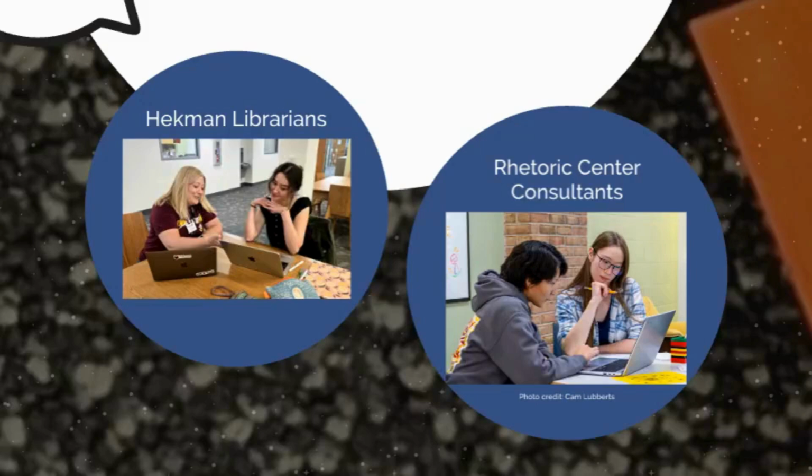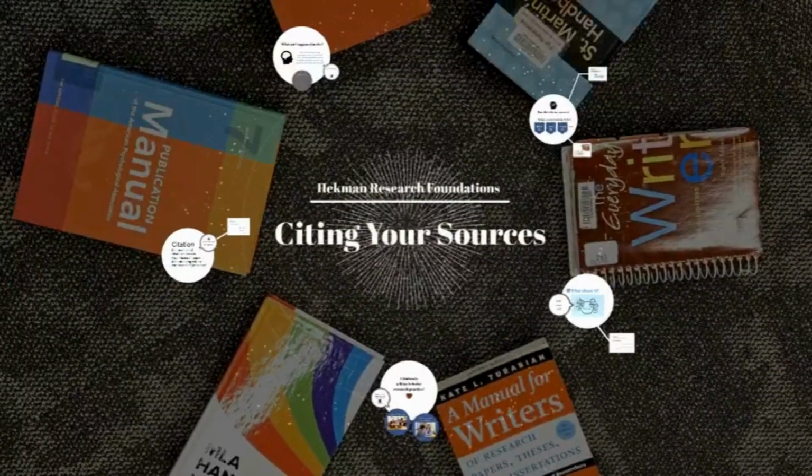The Rhetoric Center offers assistance in all things writing, so for peer help on your next paper or speech, you can stop by the center on the 3rd floor of the library to find someone to work with. And with that, you should have everything you need to cite those sources in your next research paper.